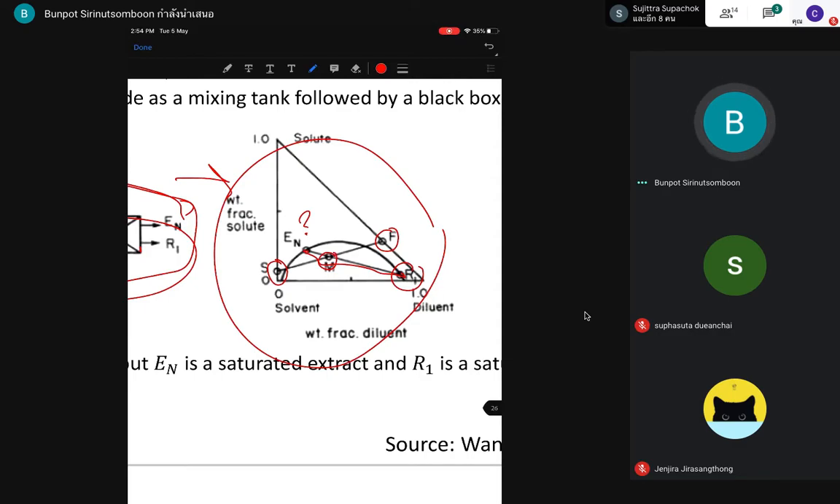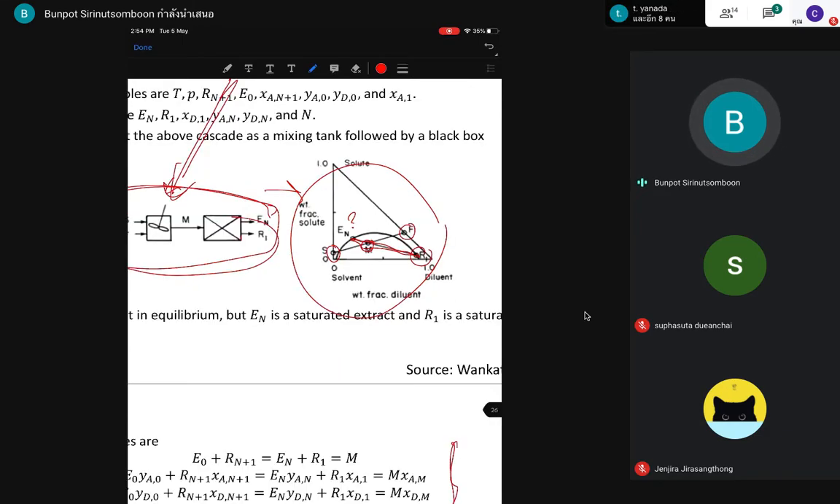Once you know M, you can just draw the line from R1 through point M, and then you will get En on the other side. So that's one of the useful things about point M: using it to find information that we don't have at the beginning.